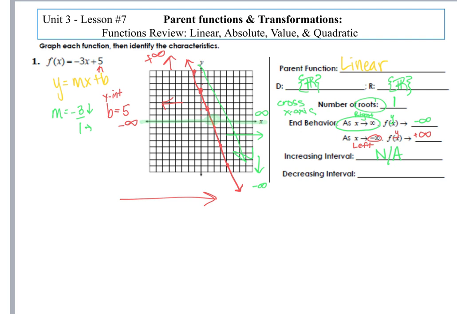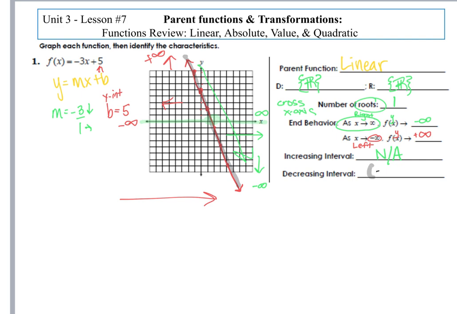Decreasing interval. As we move from left to right, for which x values is our line going down? Well, as we move from left to right, this arrow is always moving downwards. It's never not decreasing. So we would say that our decreasing interval would be from negative infinity.